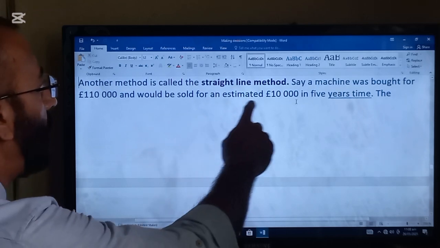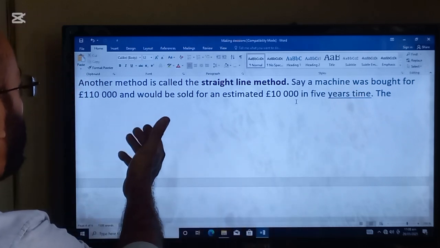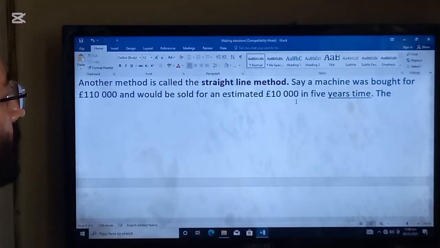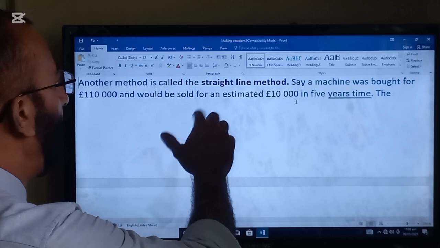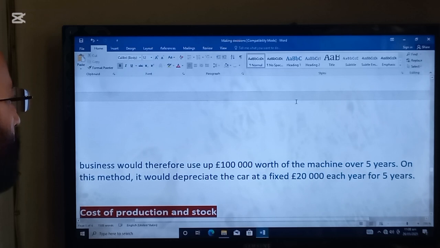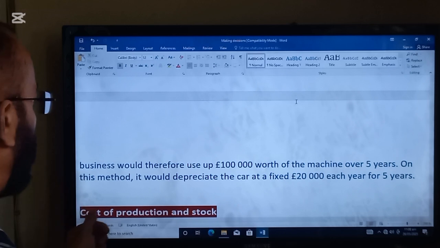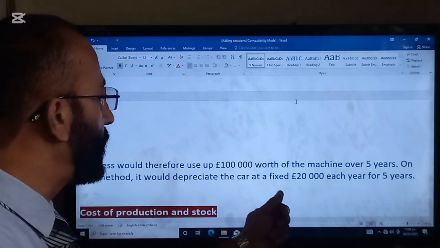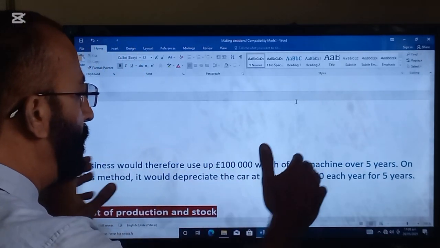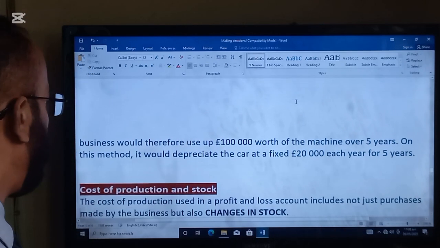The next method is called the straight line method. Say a machine was bought for 110,000 pounds and would be sold for an estimated 10,000 pounds in 5 years' time. So it means depreciation will be 100,000 pounds. The business would therefore use up 100,000 pounds worth of the machine over 5 years. On this method, it would depreciate the machine at a fixed 20,000 pounds each year for 5 years. So 100,000 pounds will be equally divided over 5 years and considered as depreciation.